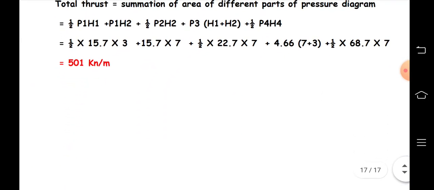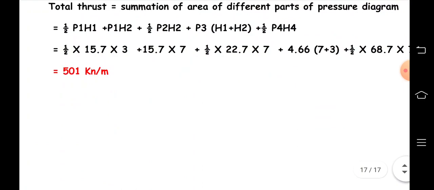First is a triangle, that is 1 by 2 P1 into H1, that is 1 by 2 into 15.7 into 3. Second is a rectangle, that is P1 into H2, that is 15.7 into 7. Third is a triangle, that is 1 by 2 into P2 into H2, that is 1 by 2 into 22.7 into 7.